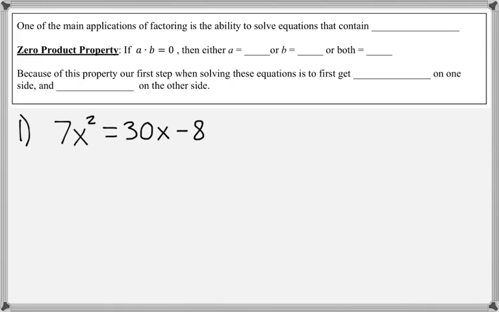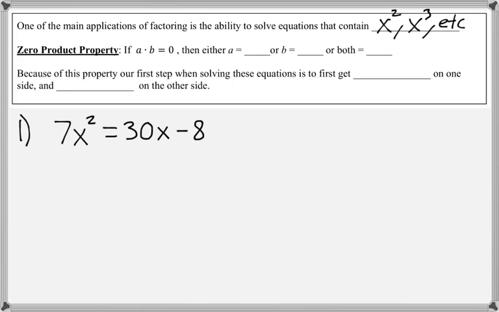It says one of the main applications of factoring is the ability to solve equations that contain an x squared, an x cubed, x to the fourth, etc. So these higher powers, because of factoring, we're actually able to solve these. The zero product property is kind of important for these.